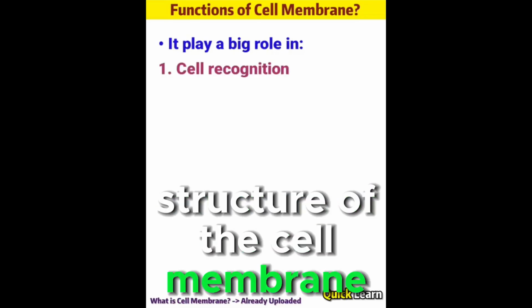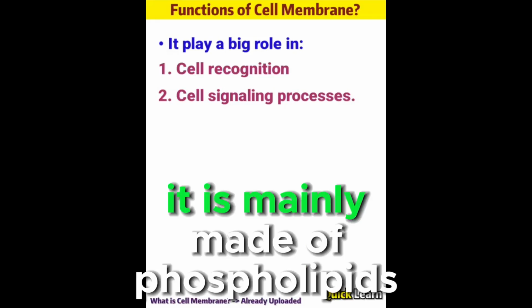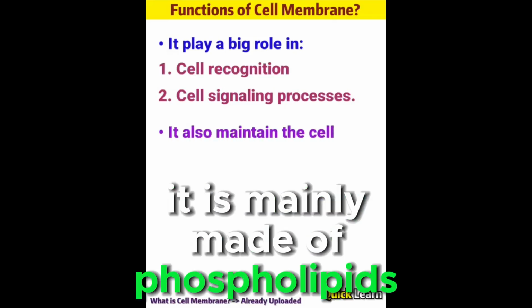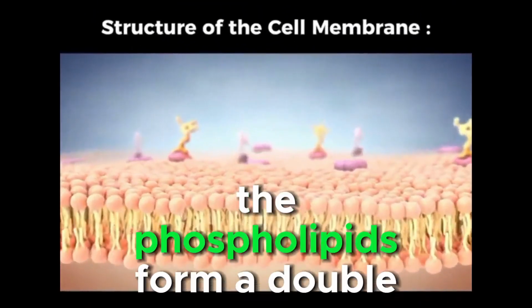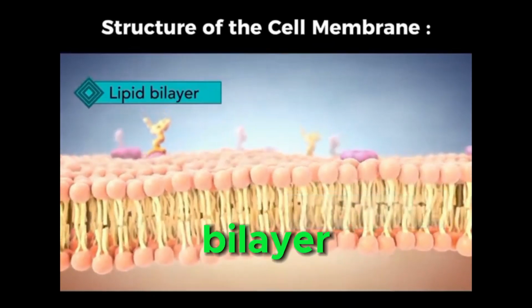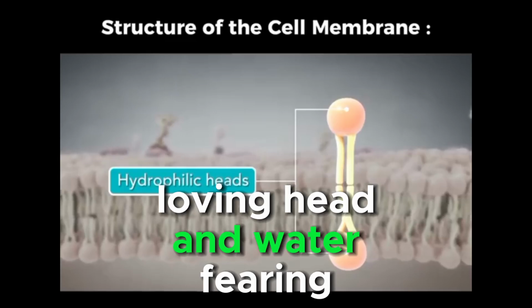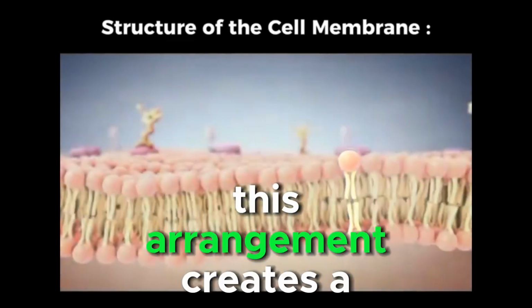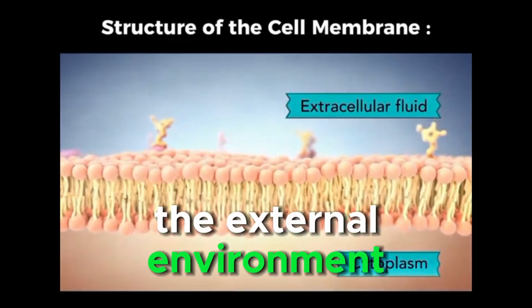Structure of the cell membrane. The cell membrane is extremely thin and flexible. It is mainly made of phospholipids, proteins, cholesterol, and carbohydrates. The phospholipids form a double layer called the phospholipid bilayer. Each phospholipid has a water-loving head and water-fearing tails. This arrangement creates a barrier separating the inside of the cell from the external environment.